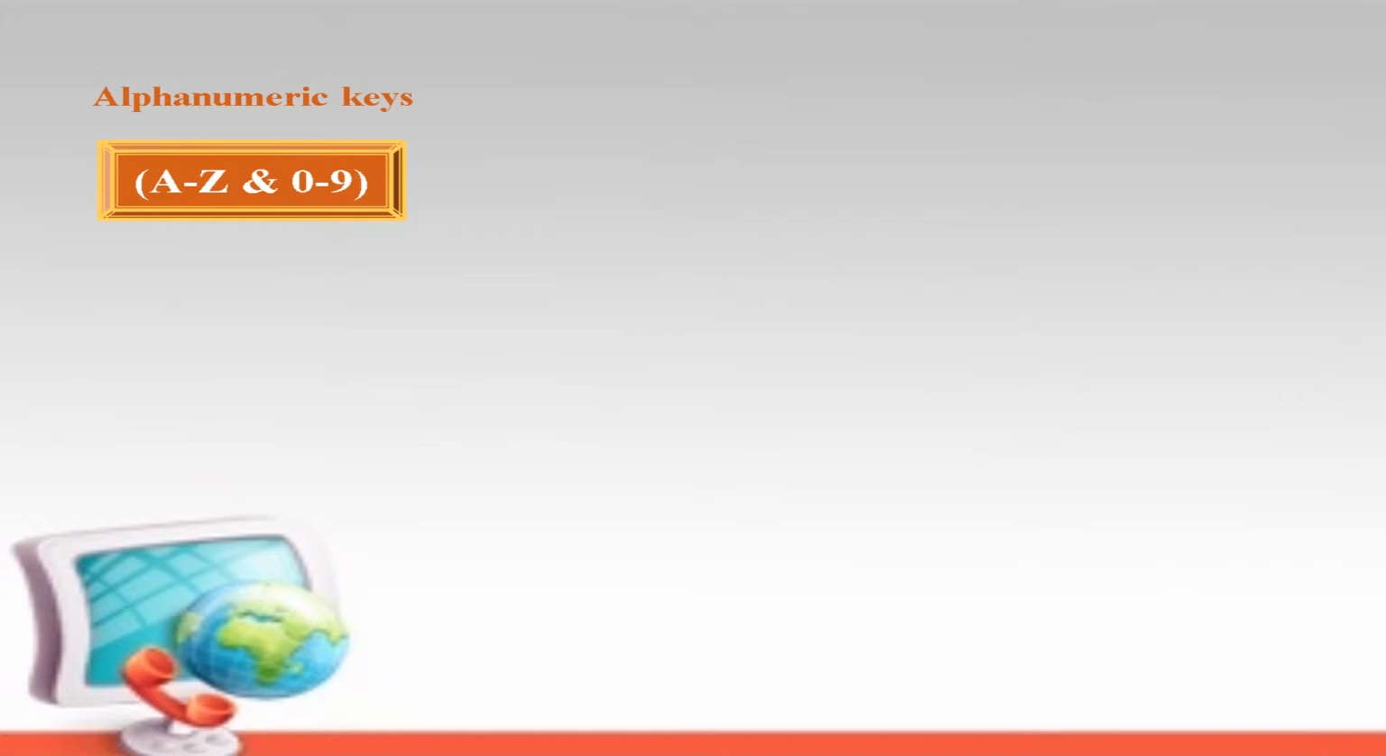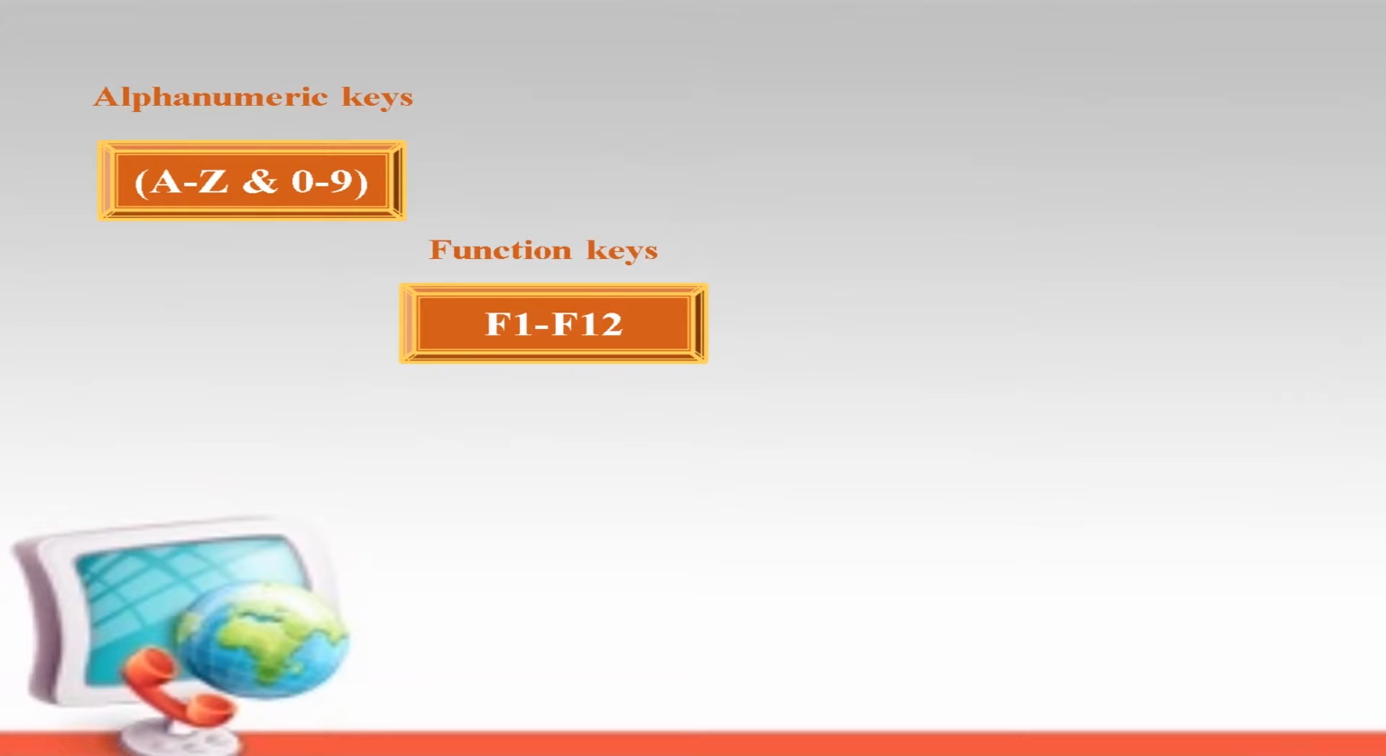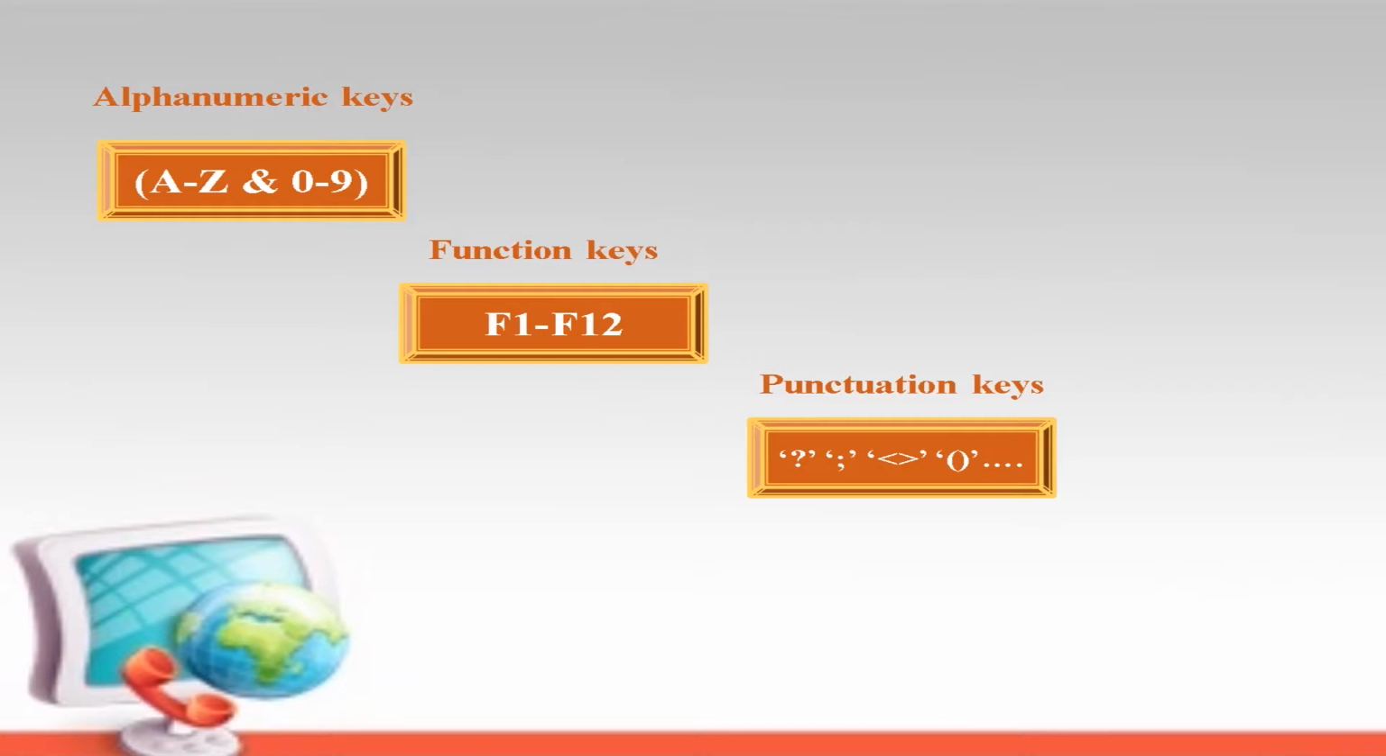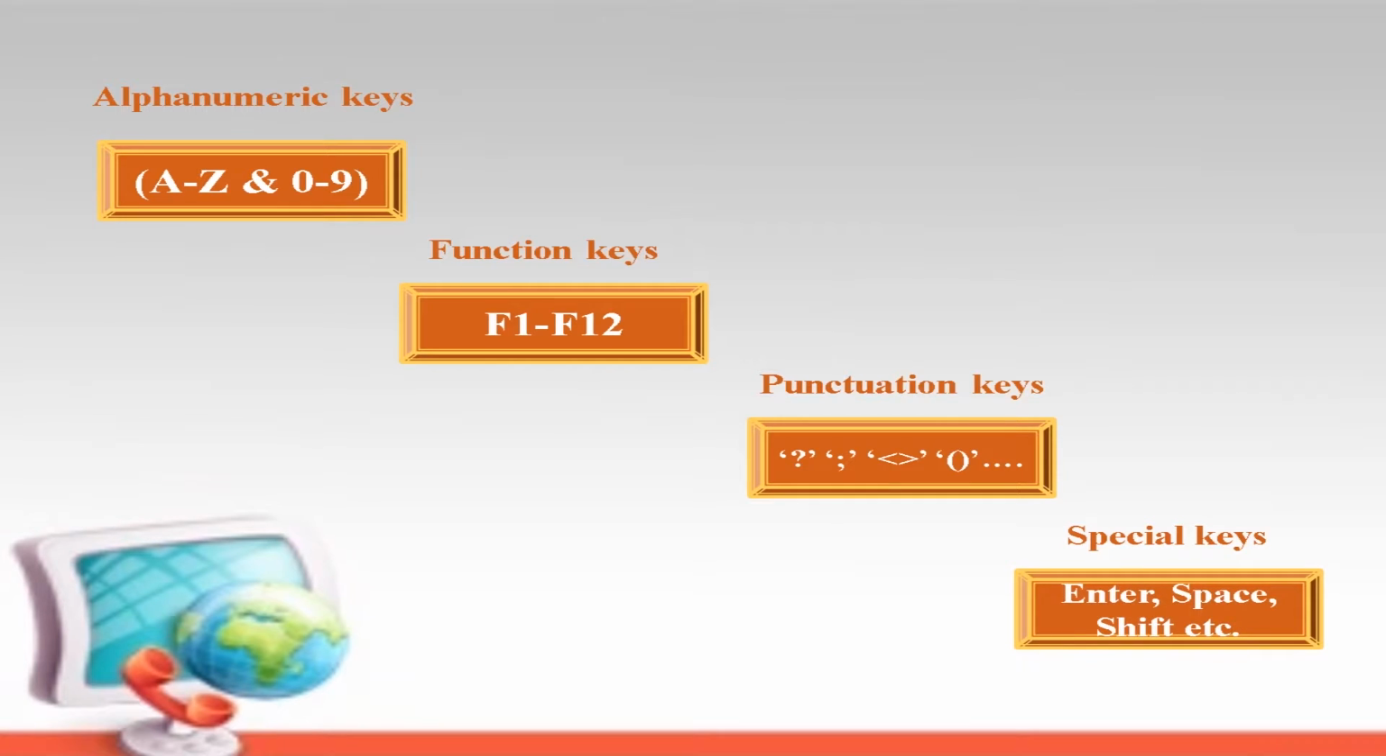The keyboards include keys like alphanumeric keys that include alphabets from A to Z and numbers from 0 to 9. Function keys from F1 to F12, which are used to serve specific commands. Punctuation keys like question marks, semicolons, less than, greater than, parentheses, etc. come under punctuation keys. Special keys. These include Enter, Space, Shift, Caps Lock, etc.